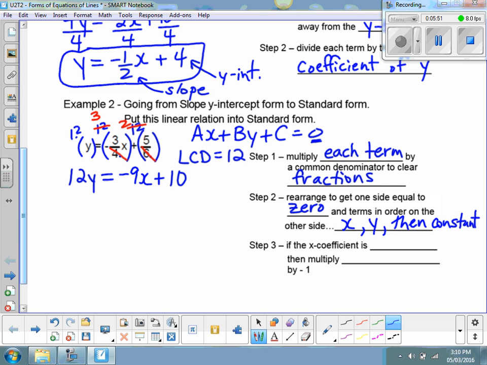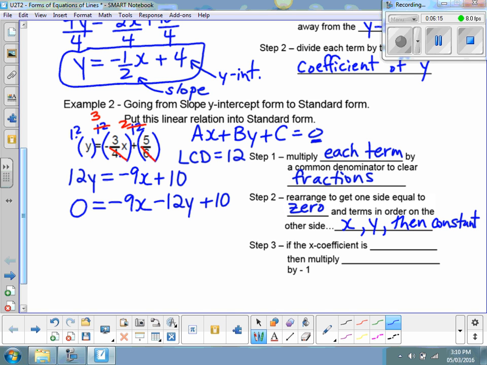Okay, so if I do that, I might as well just move 12y to the other side. So I'm going to have 0 here. I'm going to write the x term first. The 12y, when it moves to the other side, changes to minus 12y, and then plus 10.